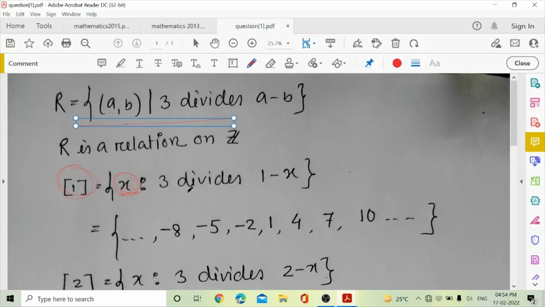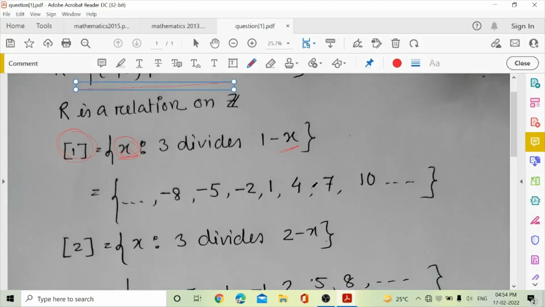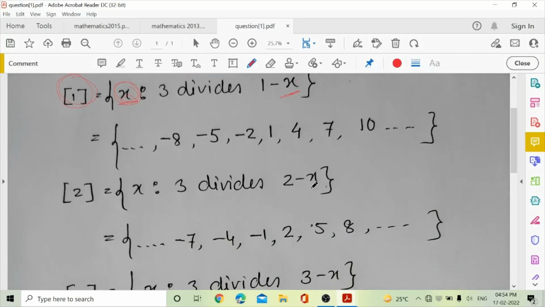Similarly, in place of x you can consider 4, because 1 minus 4 is minus 3 and minus 3 is divisible by 3. Similarly, in place of x you can consider 7 also, because 1 minus 7 is equal to minus 6, and minus 6 is divisible by 3. In this way, I have considered all those values of x which are related to 1, that means the difference of x with 1 is divisible by 3. So in this way, what is the equivalence class of 2? It is a set.